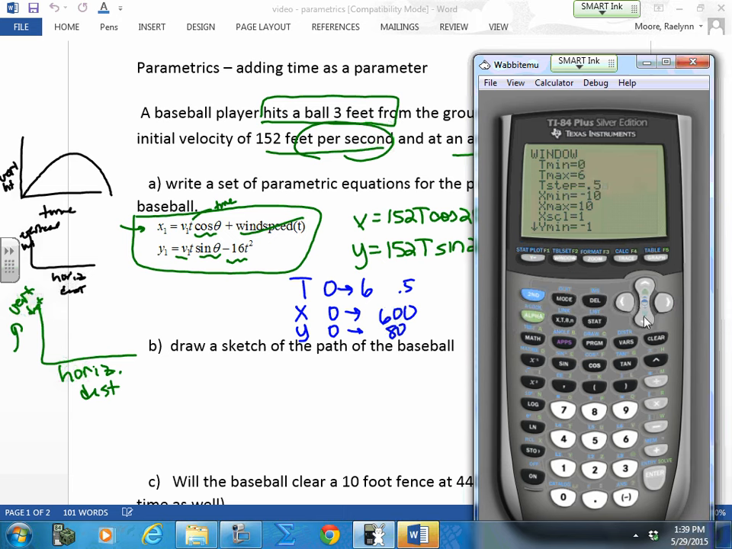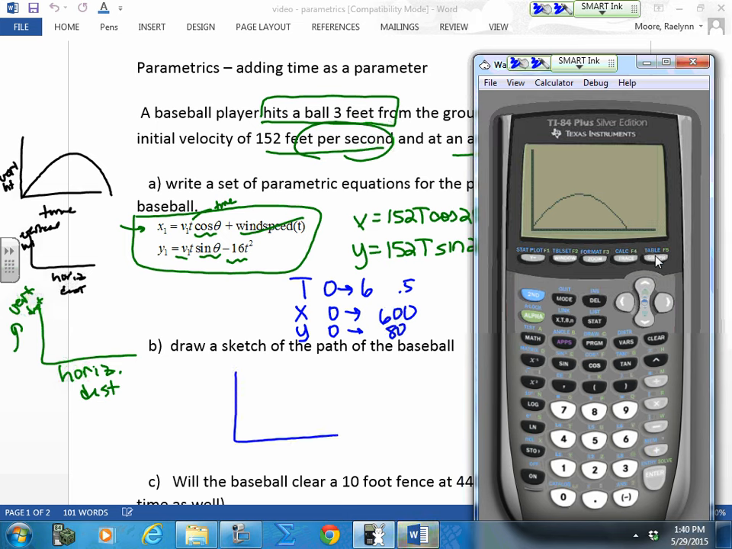Make your mins be 0 because it's an application. Your x max, we made it be 600. We need to see that parabola turn. Your y min 0 and maybe 180, whatever you would like to make this. It's just a window. So now we can see the path of our ball. We want to trace this. We're going to draw this sketch. It starts at the 3 and comes down and eventually hits the ground.